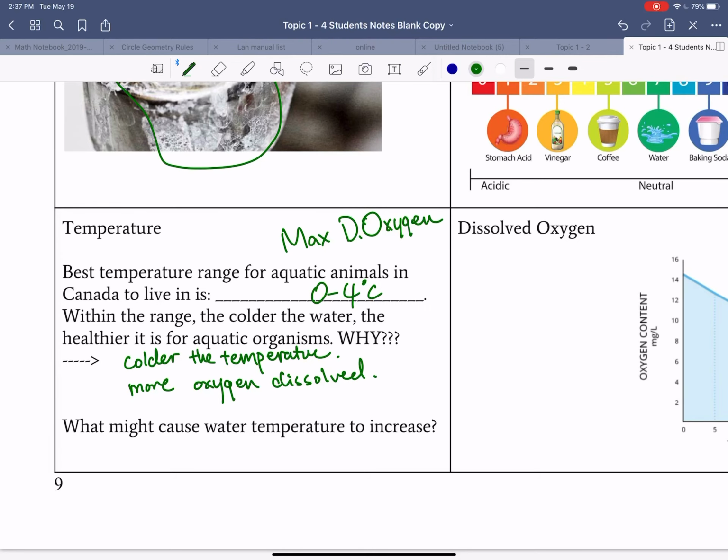What might cause water temperature to rise? Global warming. Okay, can you think about some other reasons?